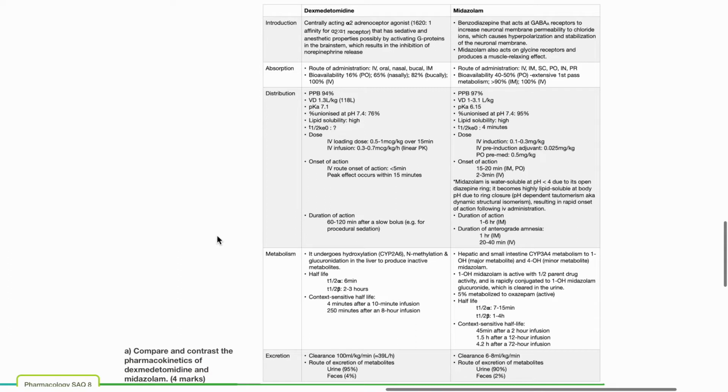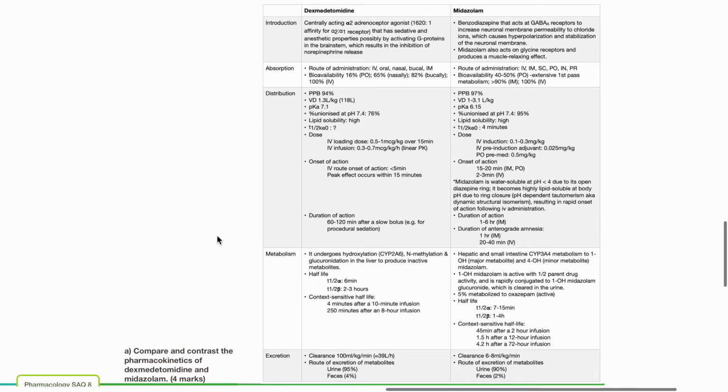that has sedative and anesthetic properties, possibly by activating G proteins in the brainstem, which results in the inhibition of noradrenaline release. Midazolam is a benzodiazepine that acts at GABA-A receptors to increase neuronal membrane permeability to chloride ions, which prevents membrane depolarization and causes stabilization of the neuronal membrane. Midazolam also acts on glycine receptors and produces a muscle relaxant effect.